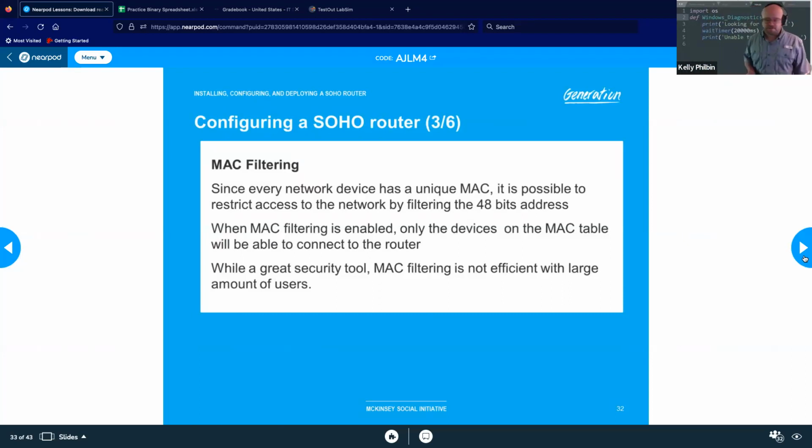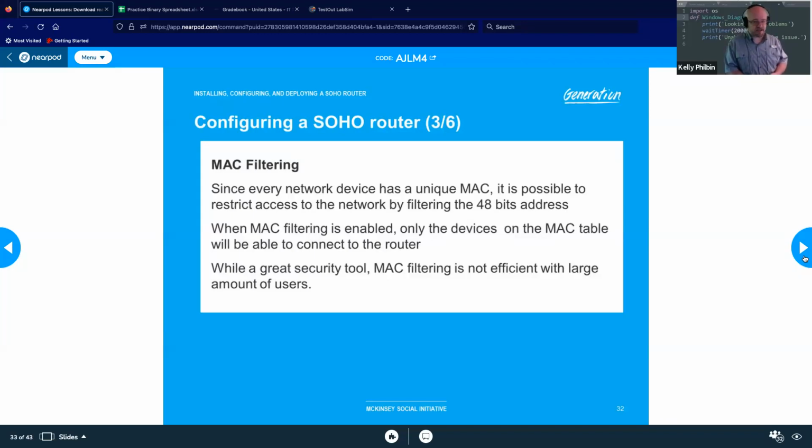We've mentioned this briefly before when we were talking about MAC addresses. We're going to mention it again. For the purposes of the A+, they consider this a security protocol. In real life, it's really not. This is one of those ones that's better than nothing, like WEP, but it's also easily bypassed.